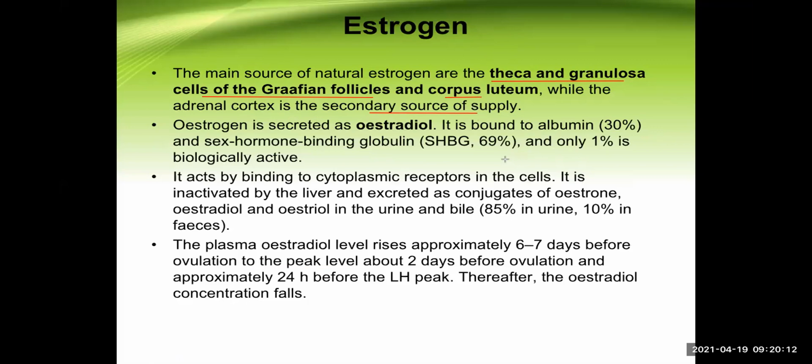Now, there are different forms of estrogen. In the reproductive age group, the natural form of estrogen is estradiol, the active form of estrogen. It is bound to albumin 30% and sex hormone binding globulin 69%, and only 1% is biologically active. In the last few classes, we talked about sex hormone binding globulin also. It is produced by the liver. The main function of this is carrying, or transport, of this female hormone estradiol.